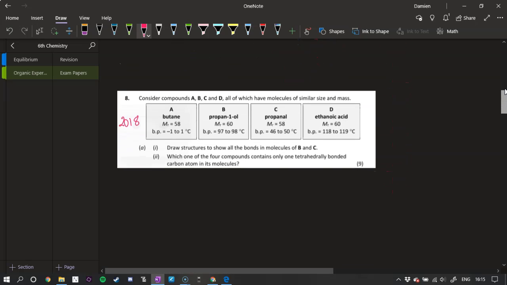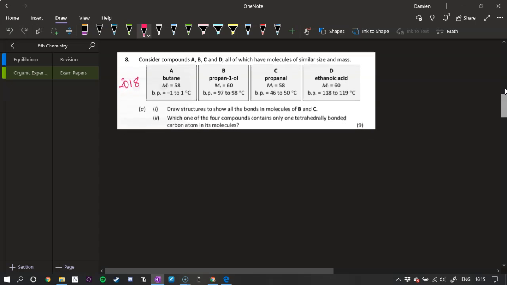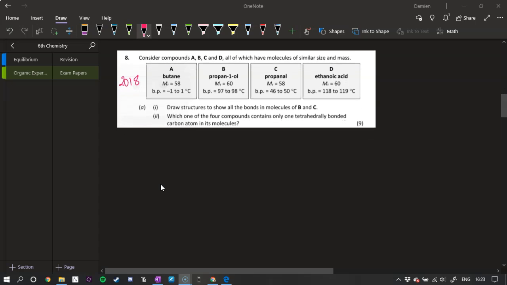Moving on to the next part, question 8, and this is 2018. Let's have a look at part A, part 1. Draw structures to show all the bonds of molecule B and C. So we've got propan-1-ol. We're drawing propane, so we're going to draw 3 carbons. And it's 1-ol, so you have to put the OH group on the first carbon. And you surround them by hydrogens, don't leave that out. You won't lose marks if you leave out the hydrogens, but it's good practice.